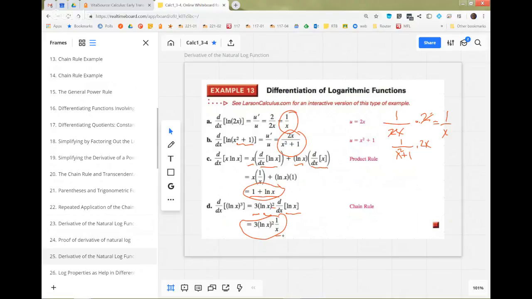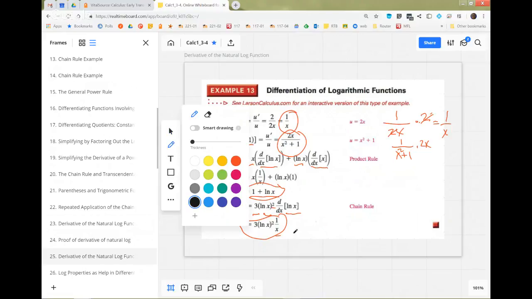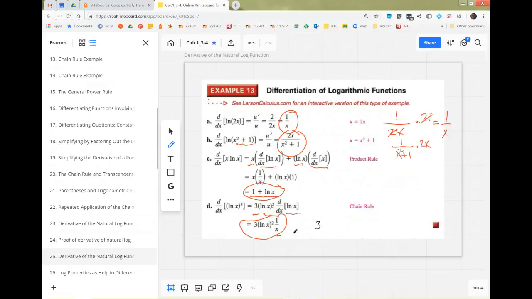I'm not real thrilled with the way they wrote that. I would have written it like this. Just algebraically, I would have said 3 times the natural log of x squared, and I would just put it over x, but it's the same as what they've got.